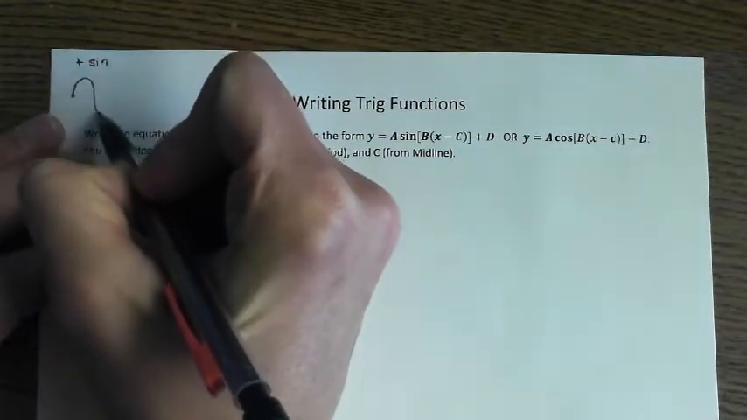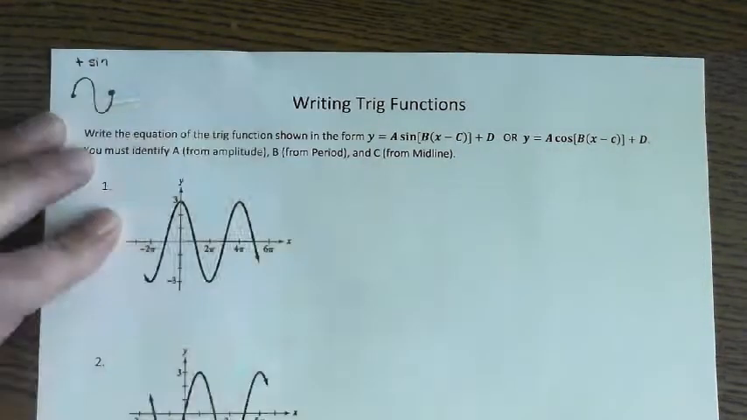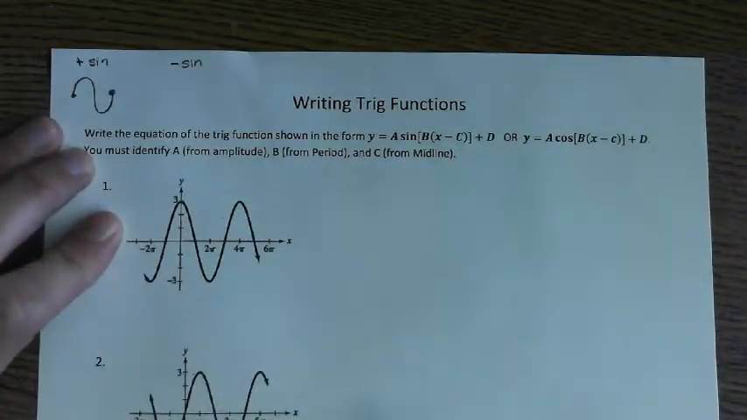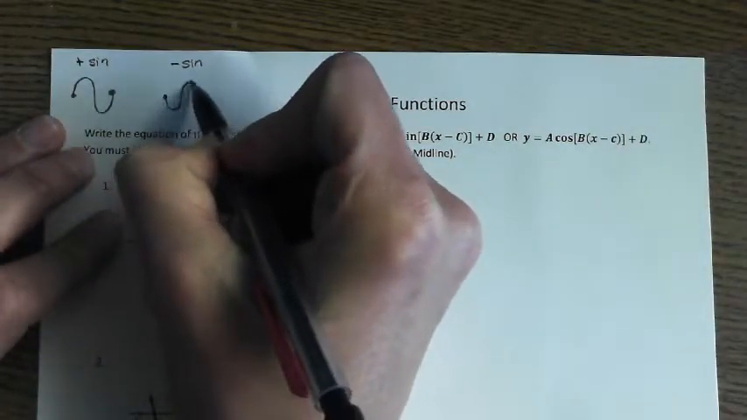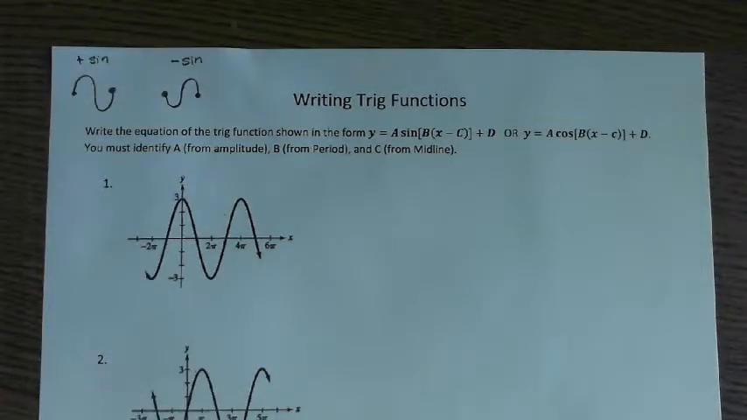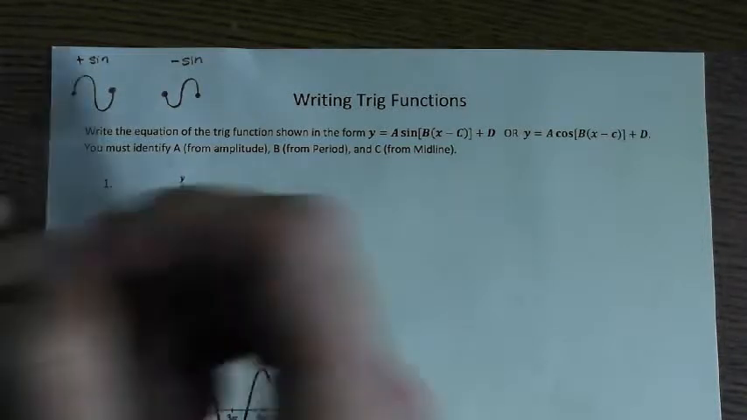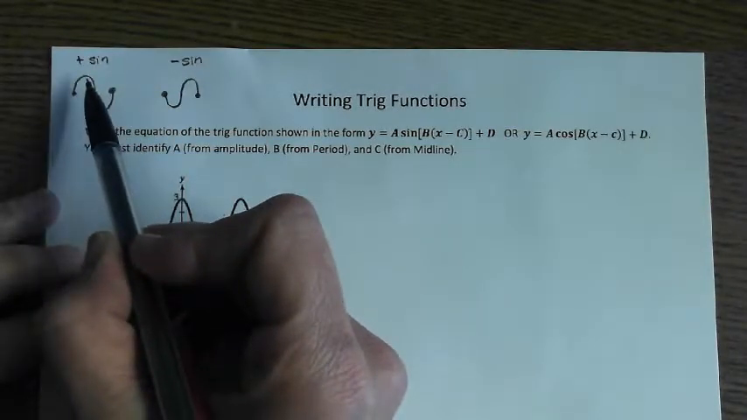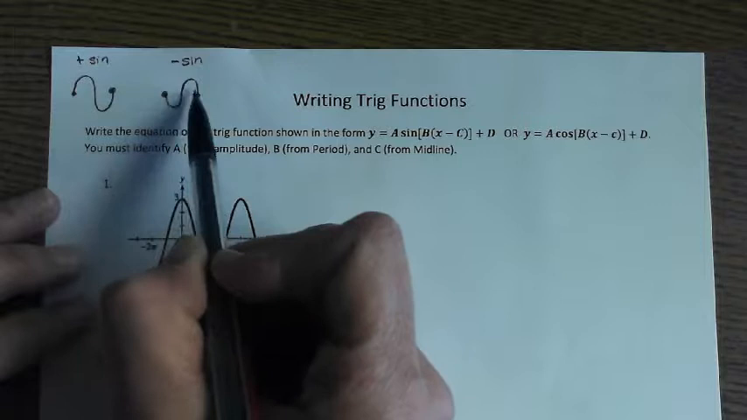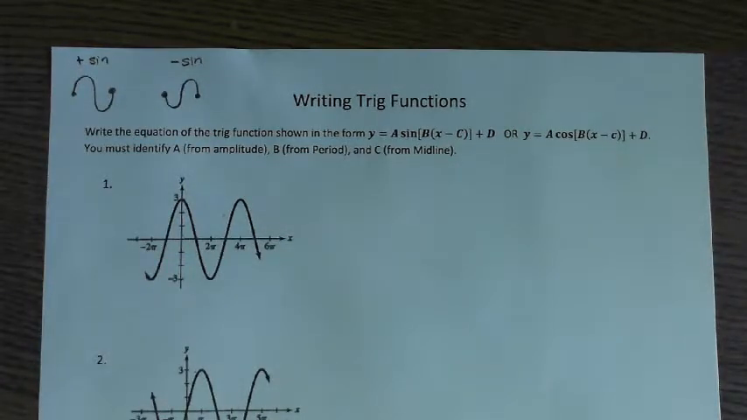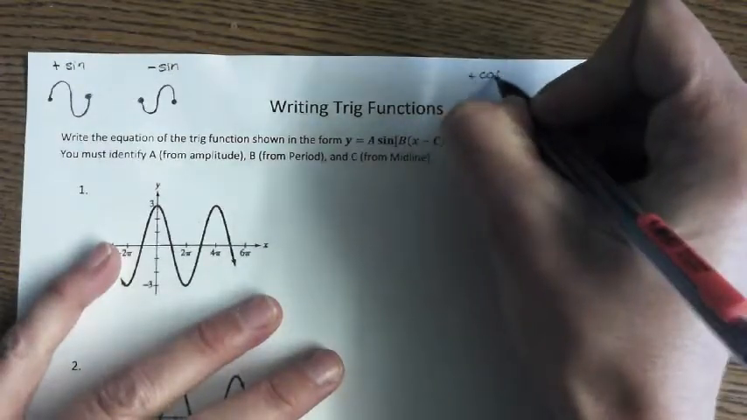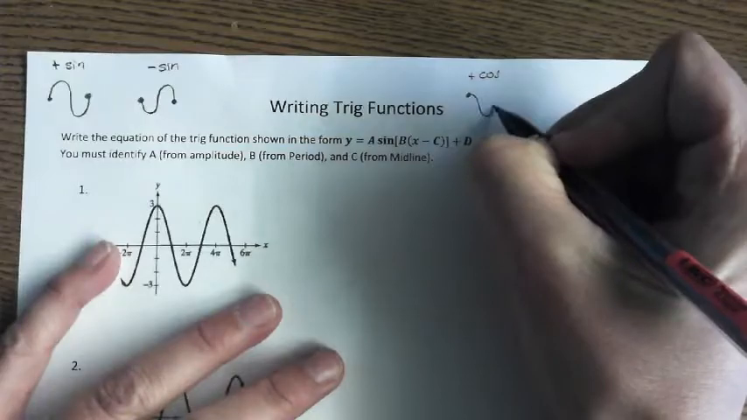Positive sine graphs have this cycle. Negative sine graphs, how would you describe the difference between those? Flipped, really, right? The positive sine graph goes up first and then down, and the negative sine graph goes down first and then up. It's flipped, exactly, because there's a negative out in front. Perfect, right? Vertical flip.